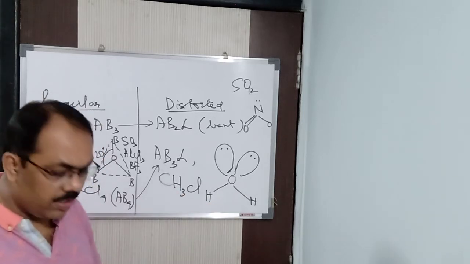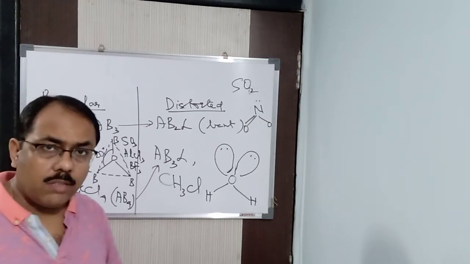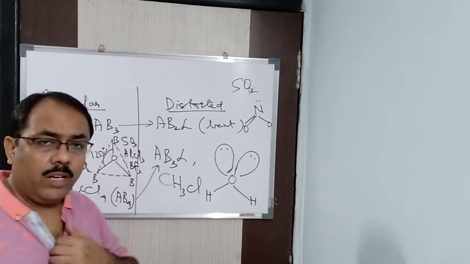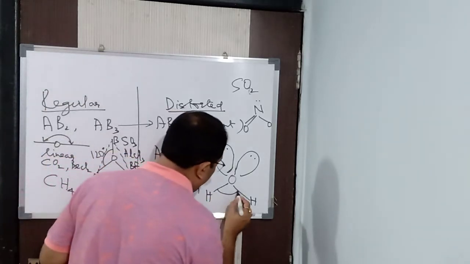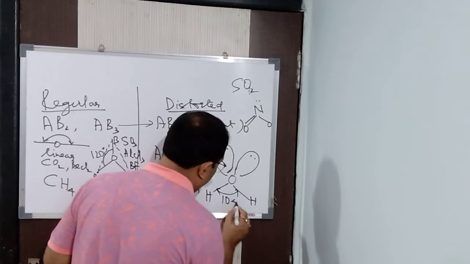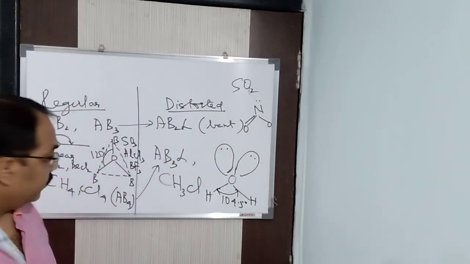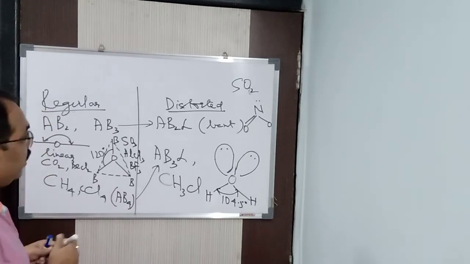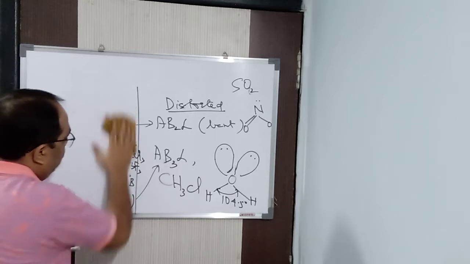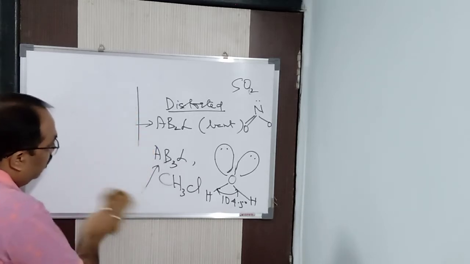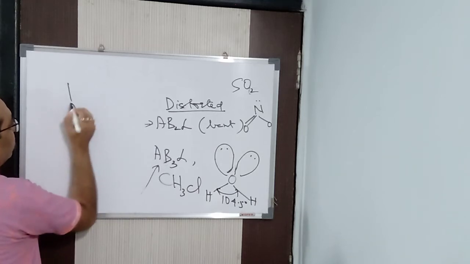So this question will come in your exams, in the reasoning questions. Water, H2O, has a distorted geometry. Its bond angle is 104.5 degrees instead of 109.5 degrees of a regular tetrahedron. Let me rub this out so that you will understand. This is a regular tetrahedron, an AB4 molecule.